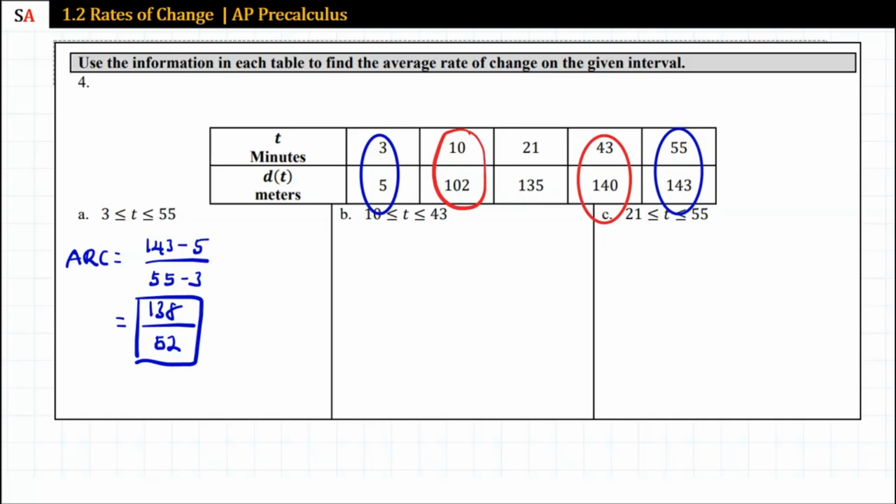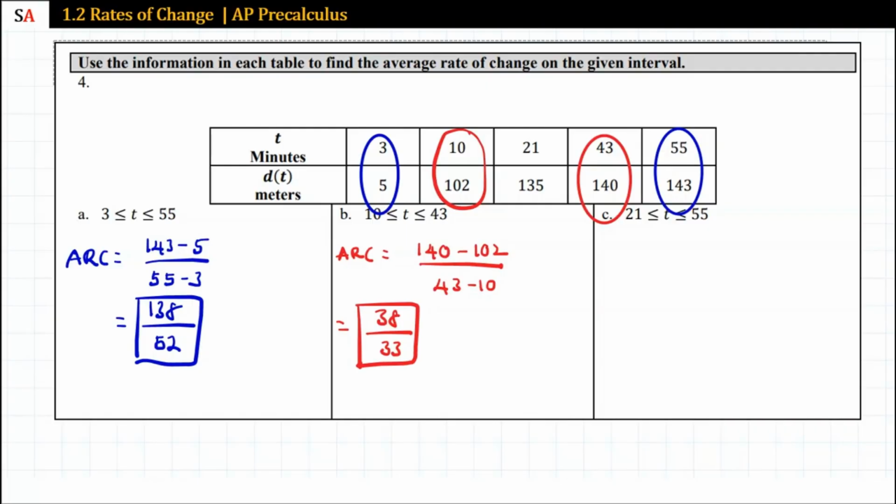So the average rate of change is y2 minus y1, which is 140 minus 102, over x2 minus x1, which is 43 minus 10. That is 38 over 30. So this is the average rate of change. You can use the calculator and simplify this one. And the last one we have, the average rate of change between 21 and 55.